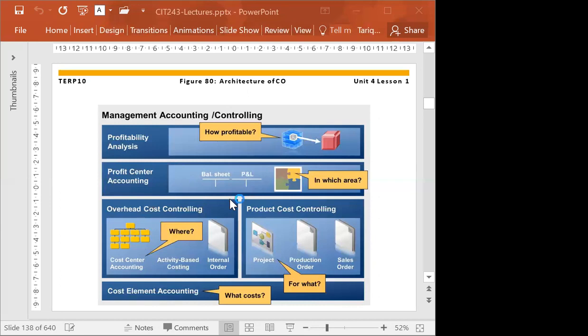We do get data from material management, because in material management, when you create a purchase order, it creates a commitment.